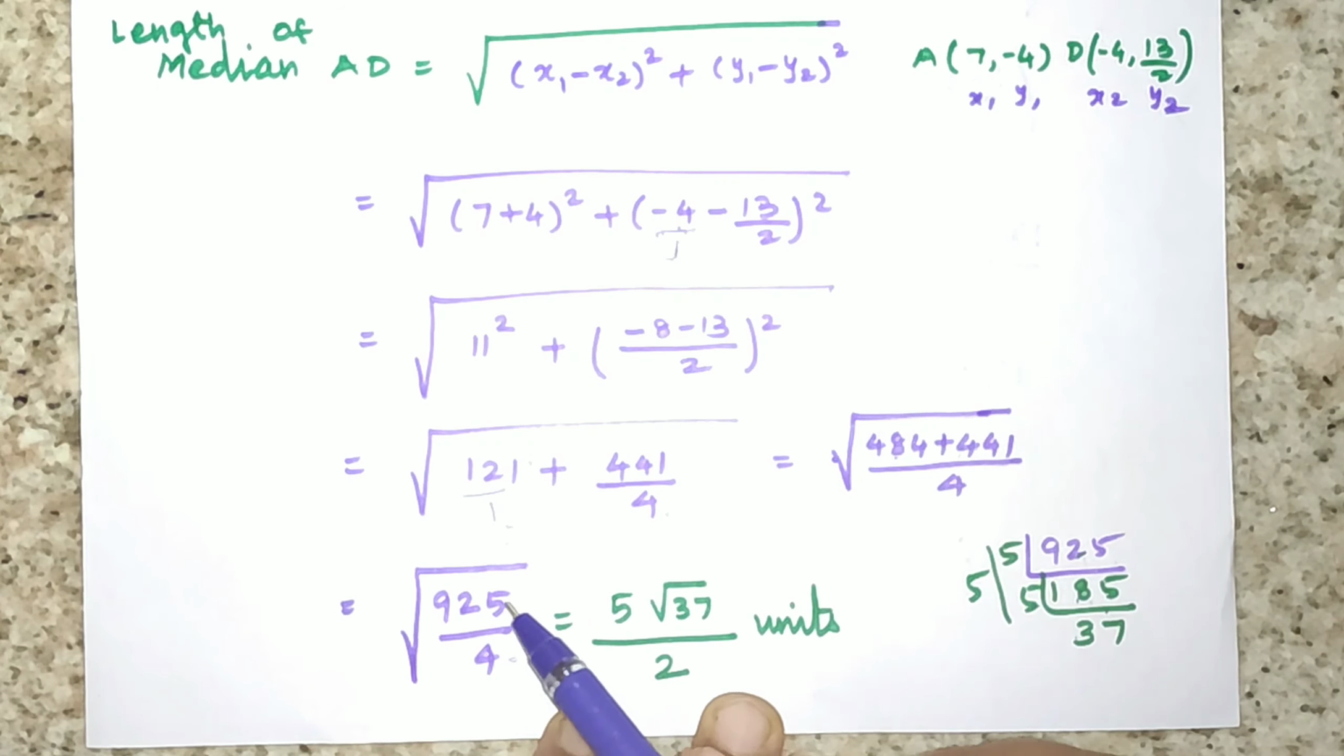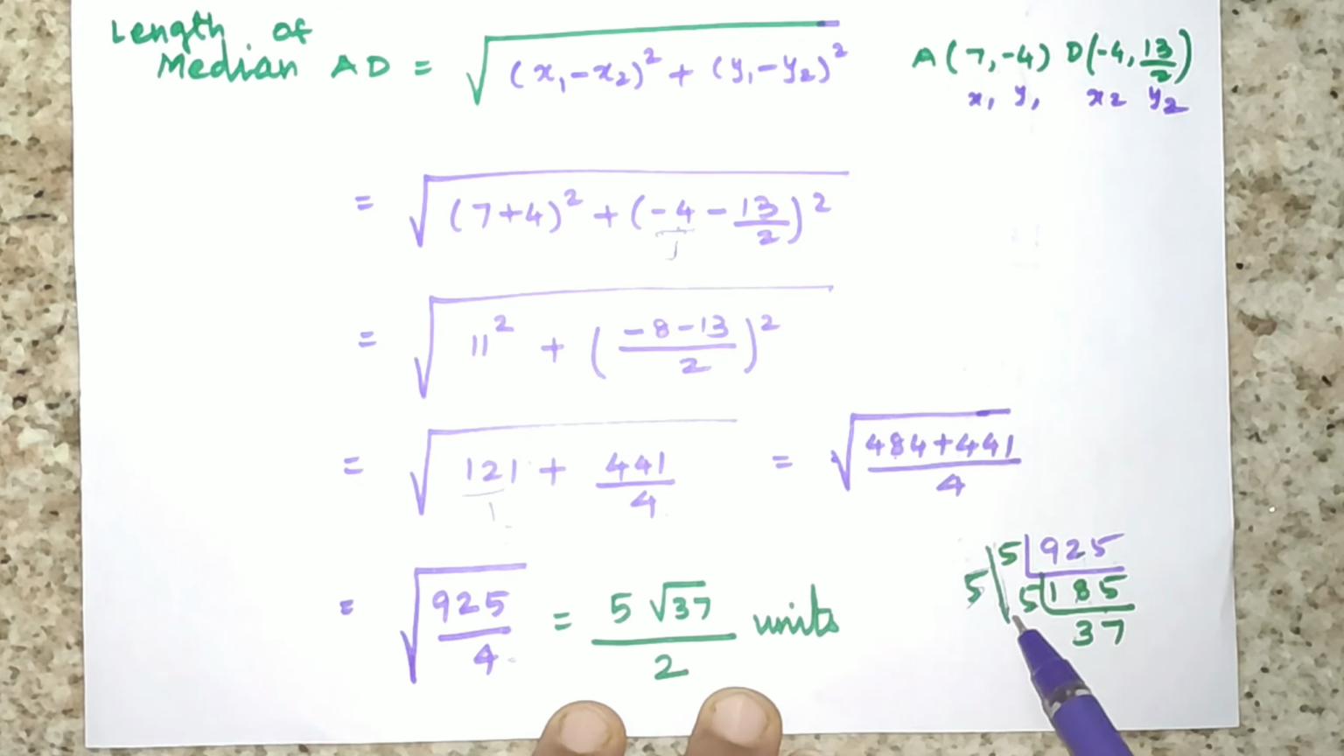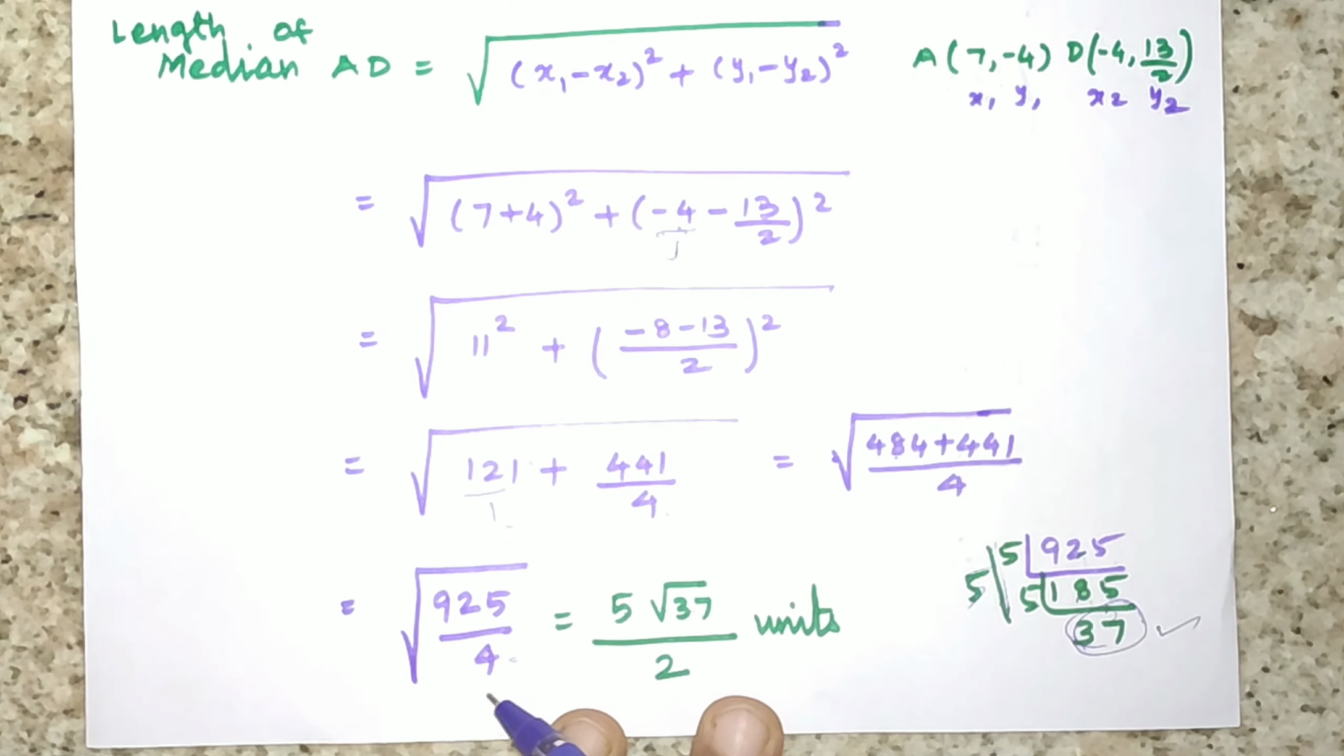So here we have to take the square root. Square root means we have to pair two things. So for these two 5s we can write one 5. So 5 into, here for this 37 no pair. So 5 root 37 by root 4, which is nothing but 2. So this is the book answer.